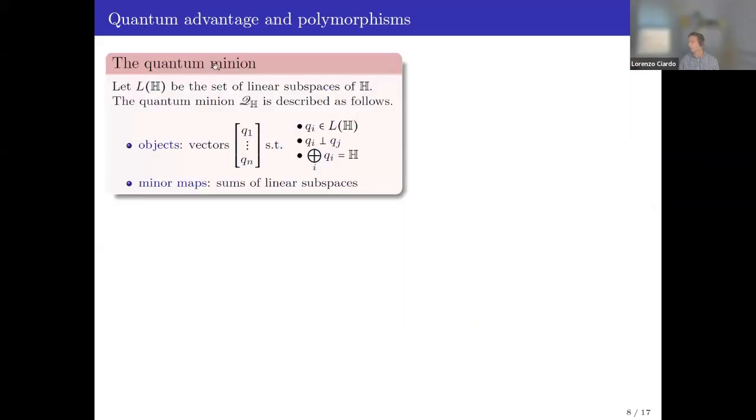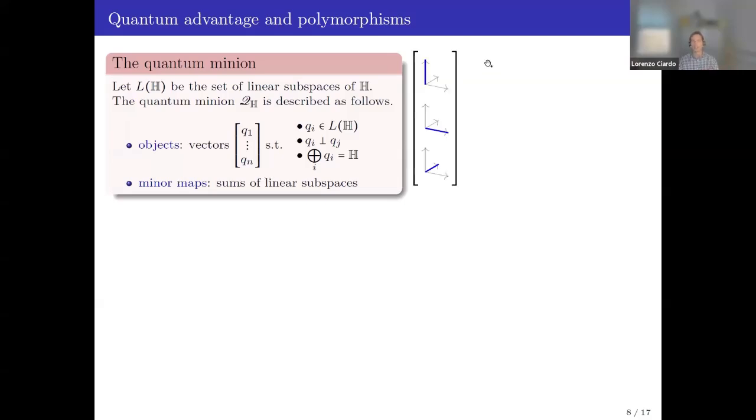So it is possible to define a quantum minion as follows. Consider a Hilbert space H. It's going to be the space where my measurements live. Consider the set L(H) of all linear subspaces of H. And then define the quantum minion as follows. The objects are going to be vectors whose entries are subspaces. Two different entries must be orthogonal, and the sum of all of them as vector spaces must be the whole Hilbert space H. And then the minor maps are just given in terms of sums of linear subspaces.